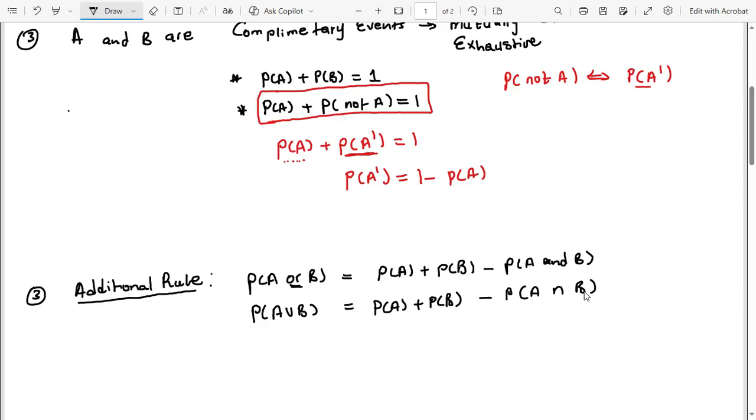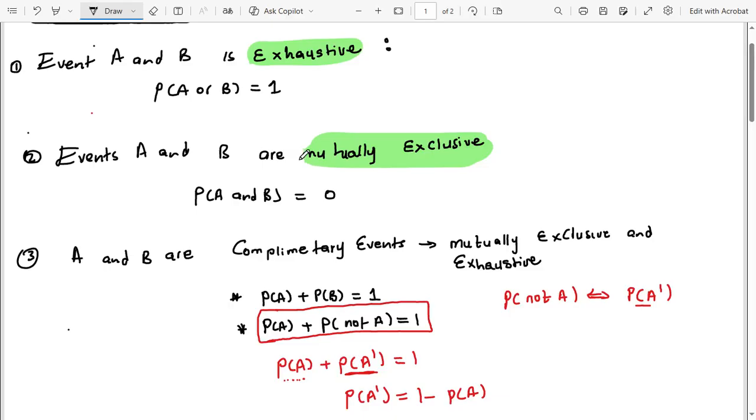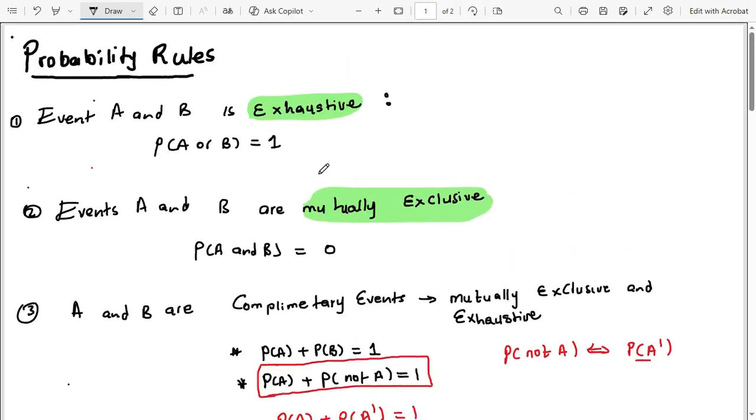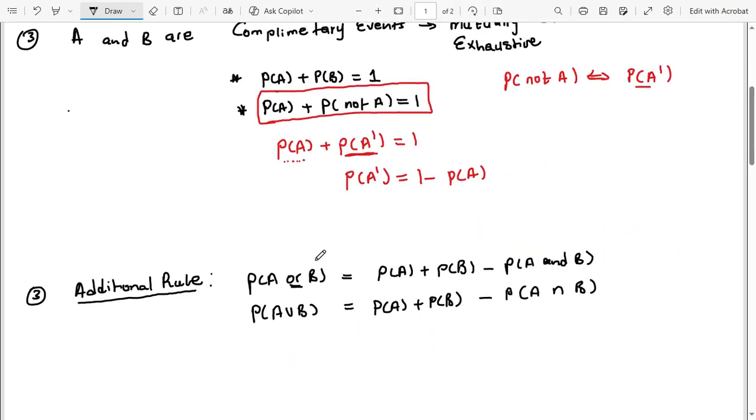Now we'll see how you can use these rules. What I need you to do is note down these rules and understand them. In the next lesson, that's when we're going to do examples on how to apply these rules to solve questions.